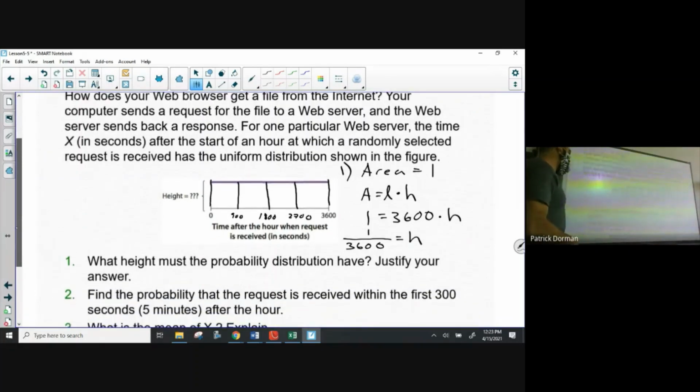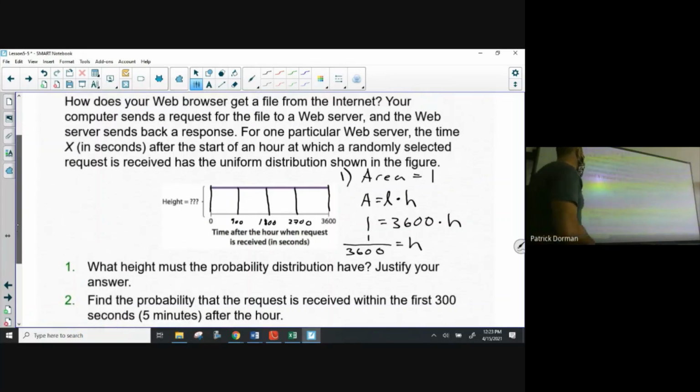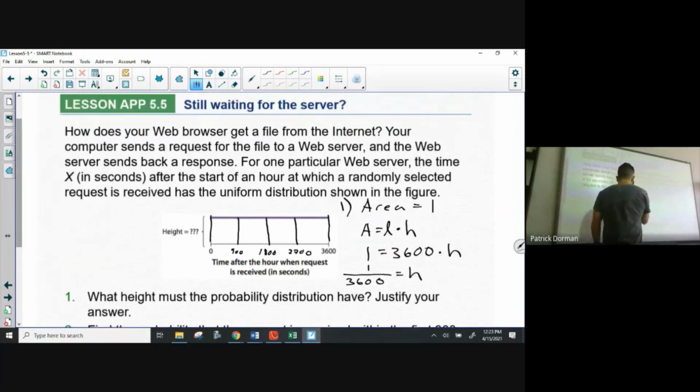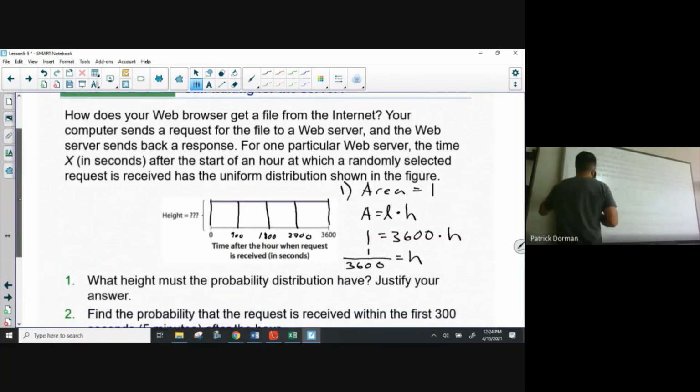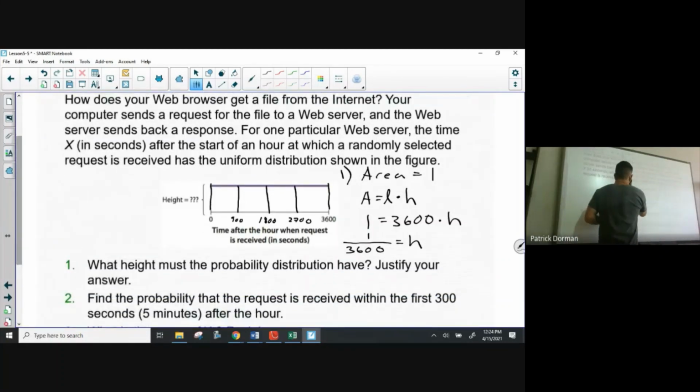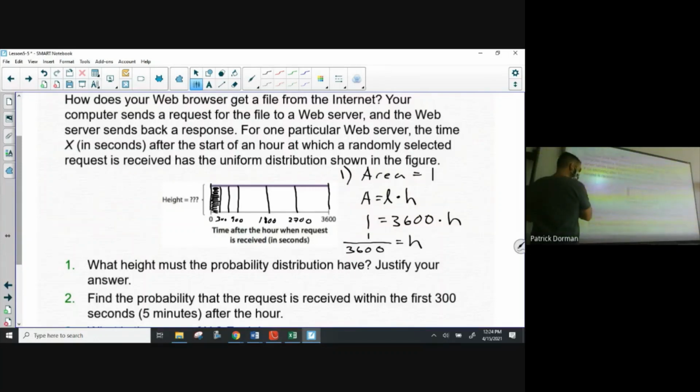Okay, they're wanting to know the probability it's received within the first 300 seconds, 5 minutes. So 300. So that's going to break this up, so what we're looking for is the area of that shaded region. That's going to be the same thing as the probability, okay? So we're going to say this probability.